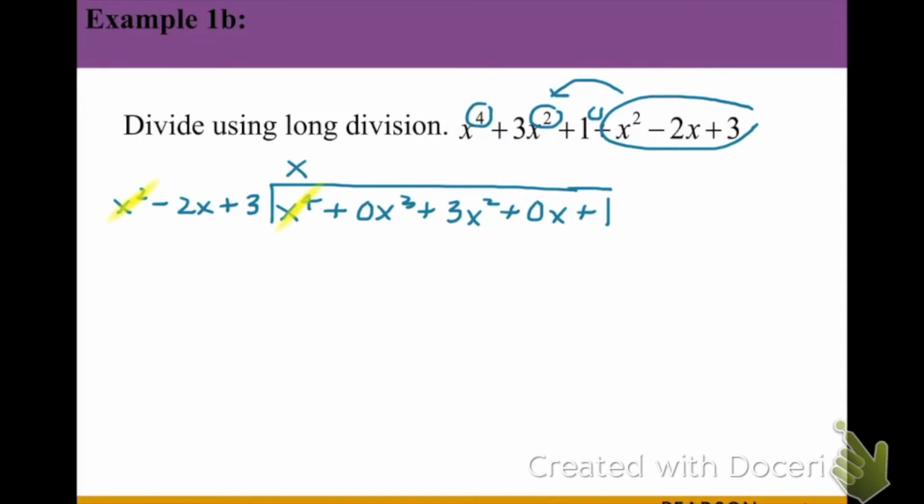So again, we're going to go from x squared to x to the 4th. Well, x squared times an x squared gives us x to the 4th. So we're going to distribute that x squared to all 3 of the terms.